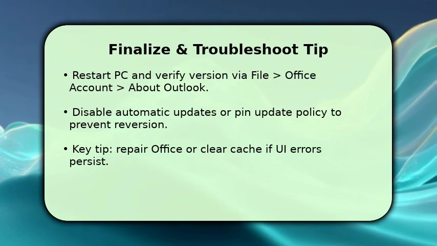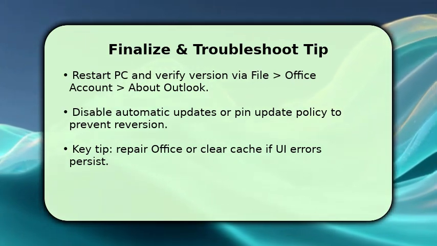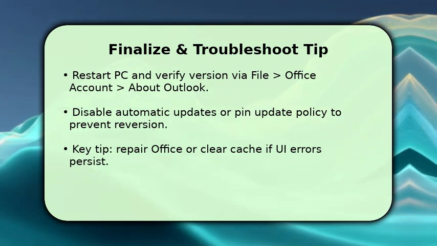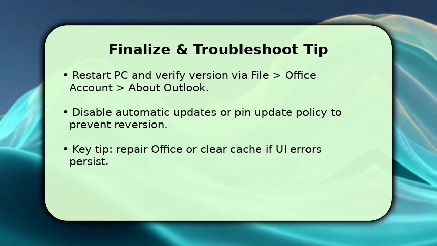Finish by restarting your computer, then open Outlook and verify the version under File, Office Account, About Outlook to confirm the rollback. Next, disable automatic updates or set the update policy to your chosen channel to prevent it reverting.